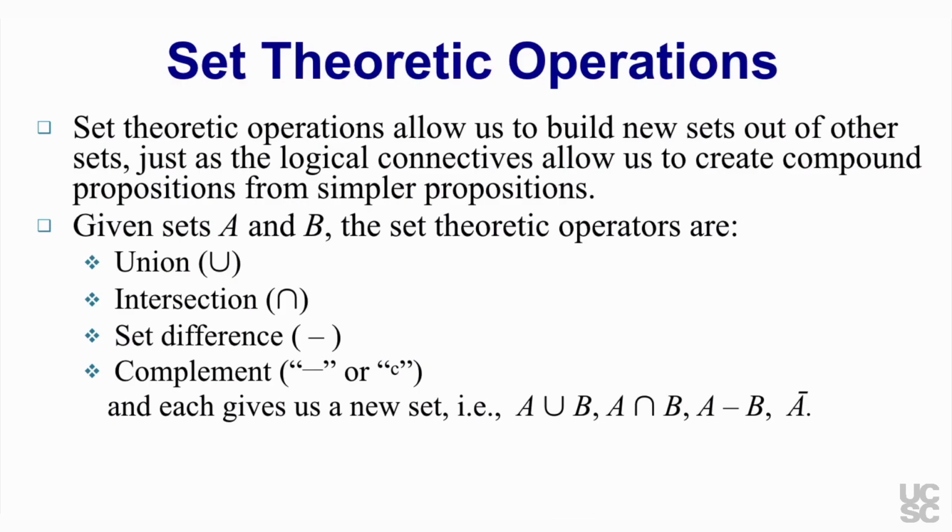So given two sets A and B, there are 4 important set operations that we list there: union, intersection, set difference, and complement. We use the big U to denote the union. You can view it as an upside down U to denote the intersection. Set difference is the minus sign, and the complement is the bar on top of a set, or superscript C, as we will use in the future. So when we apply these operations to sets, we get new sets as a result.